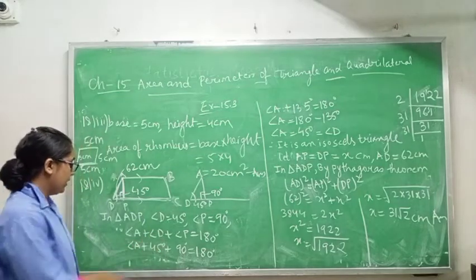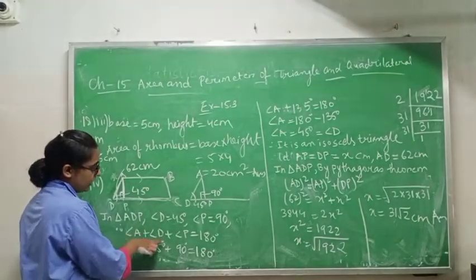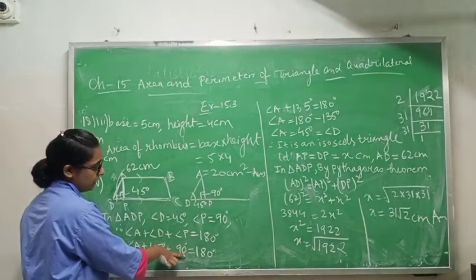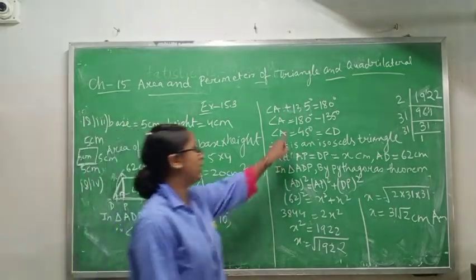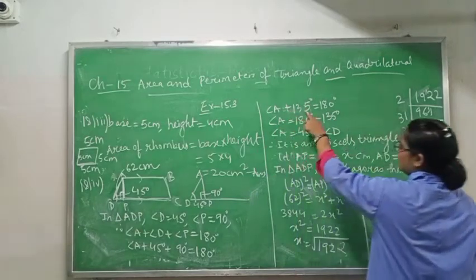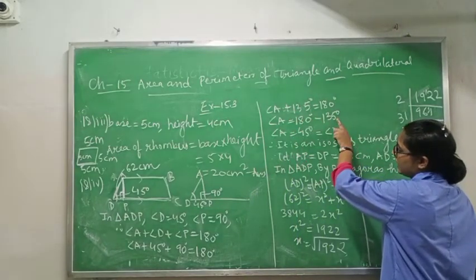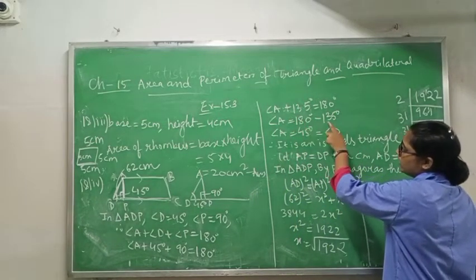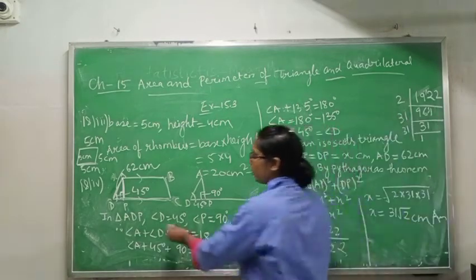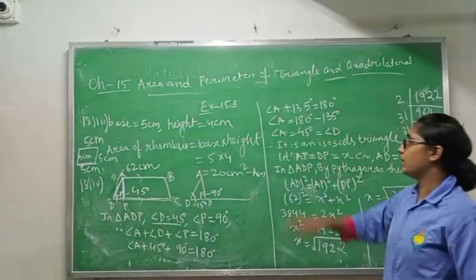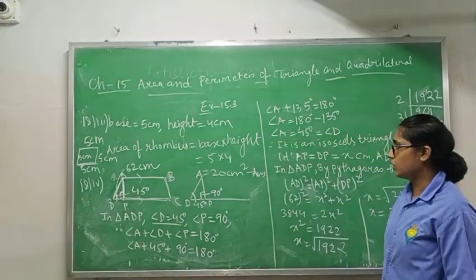So 180 degree. Angle A we don't know. Angle D is 45. Angle P is 90 degree. Equals 180 degree. 45 plus 90, you will get 135. Plus 135 degree will come this side, it will become minus 135. When you subtract, angle A, you will get 45 degree, and you know that angle D is also 45 degree. Means two angles you are getting 45 degree.